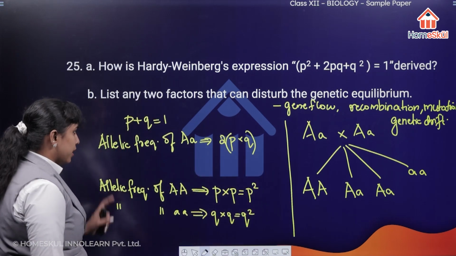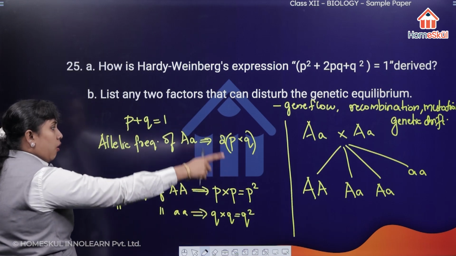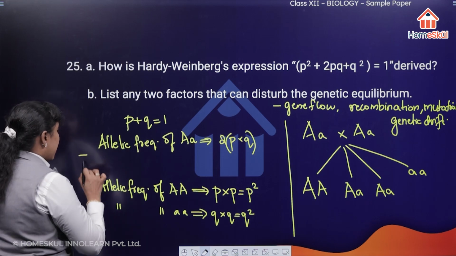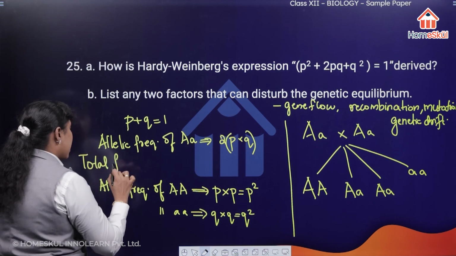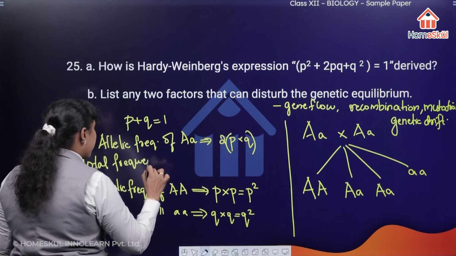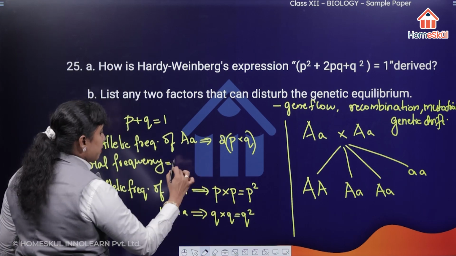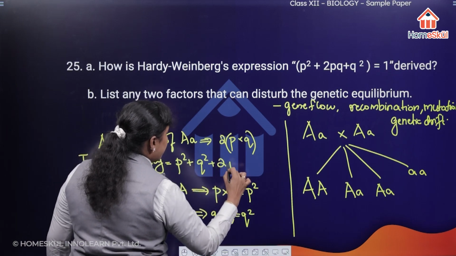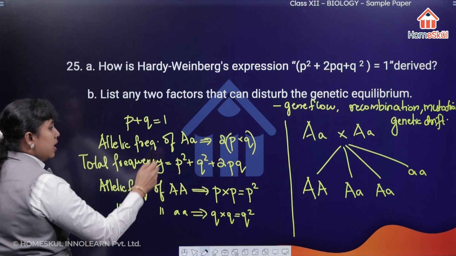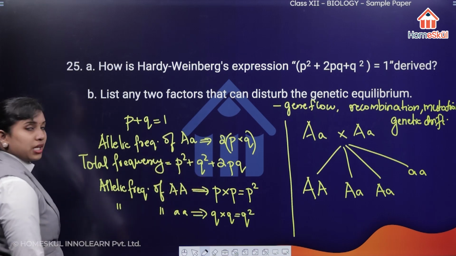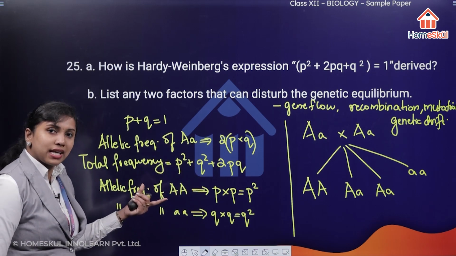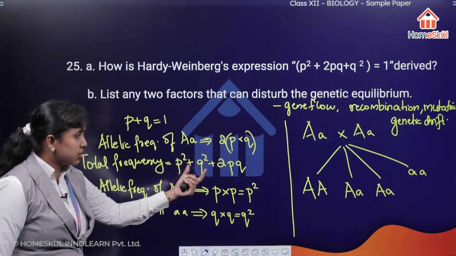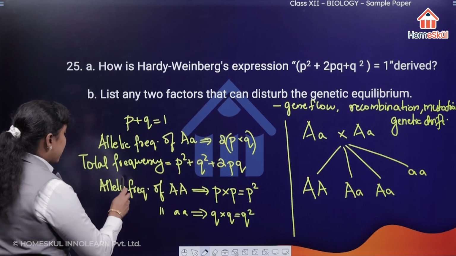And we know that the sum total of all this progeny is the total allelic frequency. We can write it like this: total allelic frequency is equal to P square plus q square plus 2pq. Right, and we know the mathematical expression where p plus q the whole square is equal to p square plus q square plus 2pq. So we can write it like this.